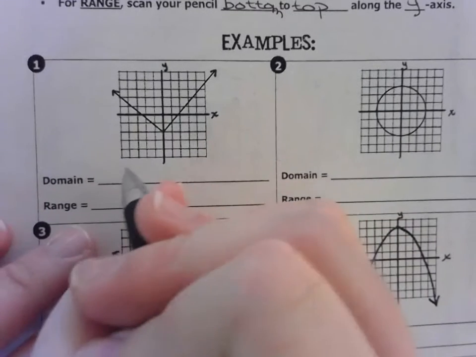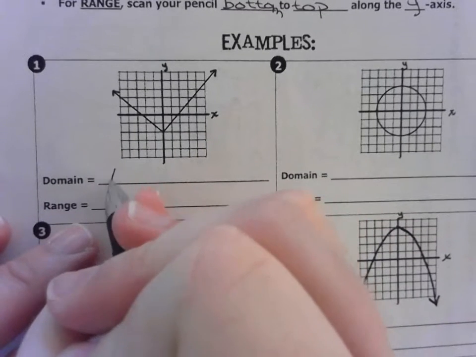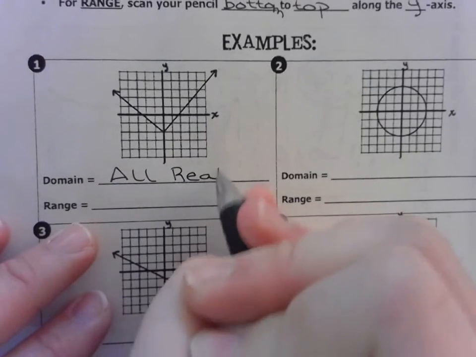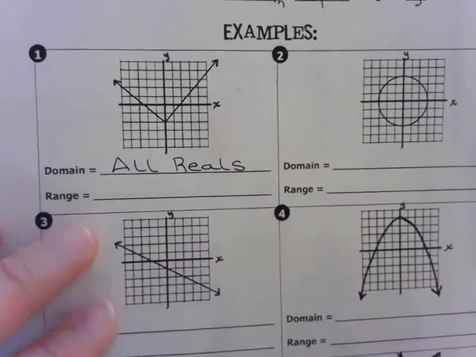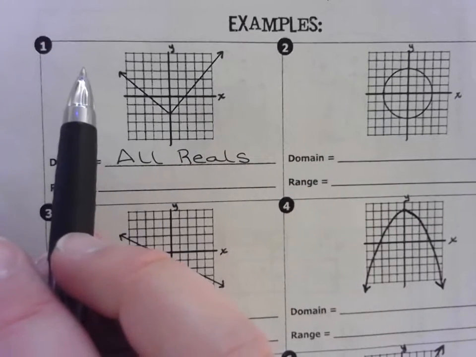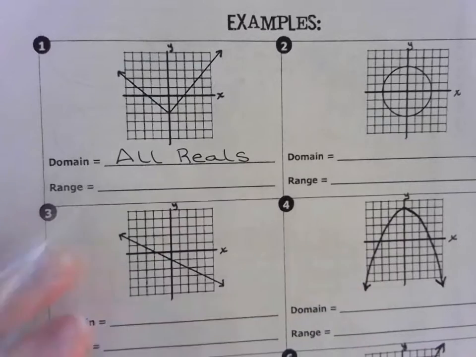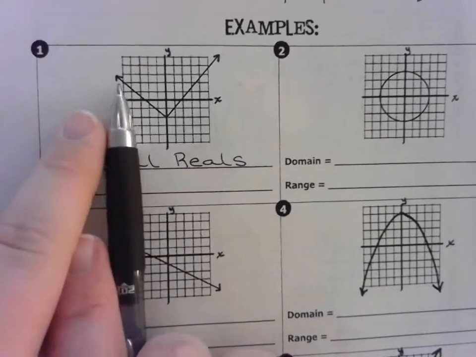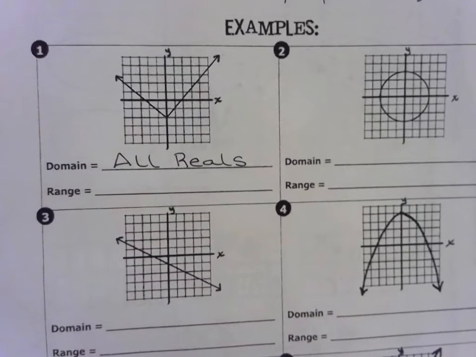So my domain is, yeah, you could do it like that, or you can also put just all reals. Yep. So all reals, that means that I don't have a starting point on the left and I don't have an ending point on the right. It goes to infinity on the left and infinity on the right. These arrows mean that they're never going to stop. So domain, you go from left to right.